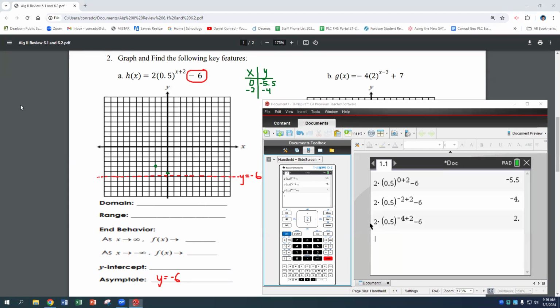Okay, and I get 2. All right, so it's gonna come down, and it's gonna look something like this. It's gonna approach y equals -6, but never touch it. All right, there's my graph.